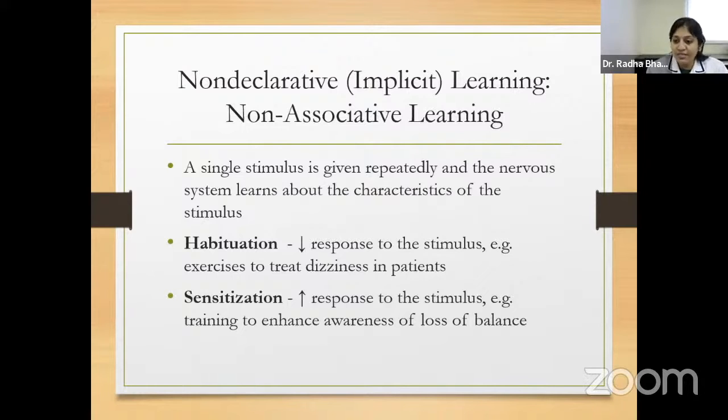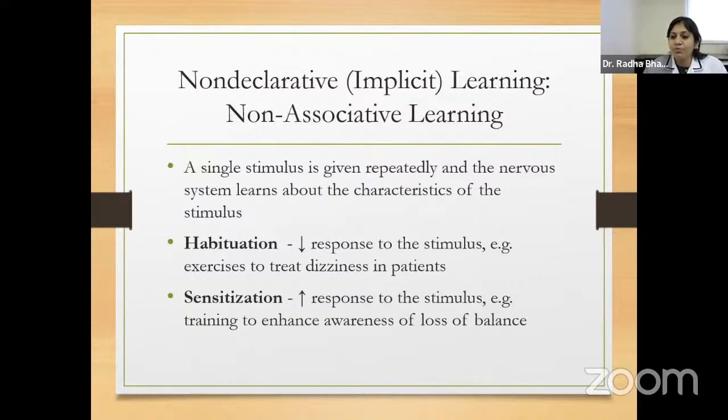The other one is sensitization. Here, with the same type of repeated stimulus, the response is enhanced. Sometimes we tell our patients, for example, if you are going anteriorly, the patient immediately straightens himself. You are going anteriorly, they straighten themselves. So the stimulus was the same, that you are going anteriorly, but the response has increased. There is sensitization. Many times we must have seen it in our day-to-day life.